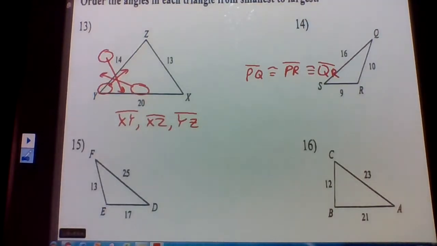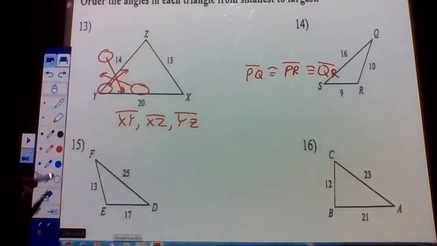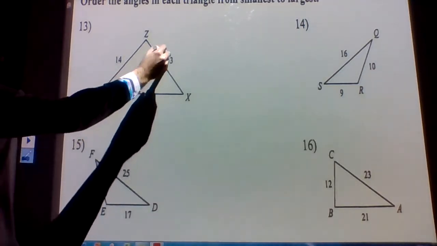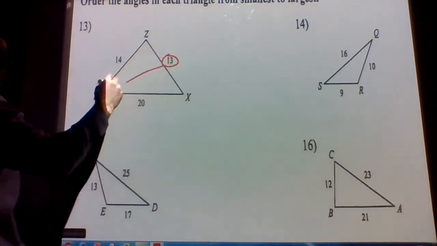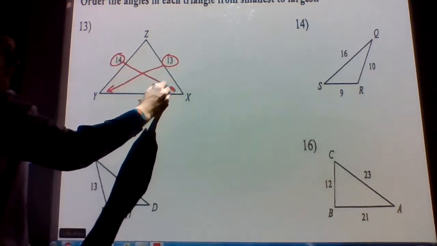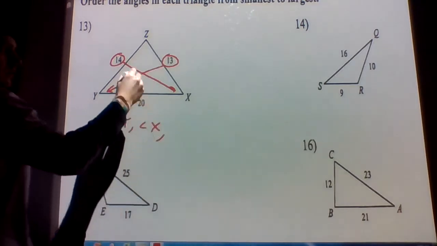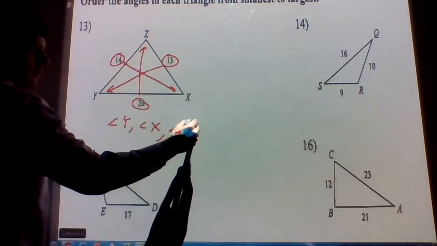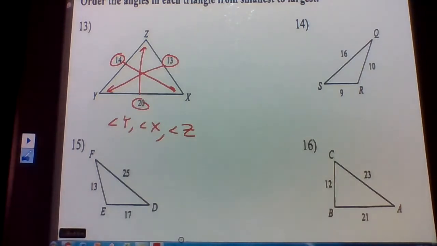Here, again, same idea. The smallest angle is across from the shortest side. The shortest side is 13, so angle Y is your smallest. 14 is the next smallest number, so angle X. And 20 is your largest side, so the largest angle is going to be angle Z. Okay.